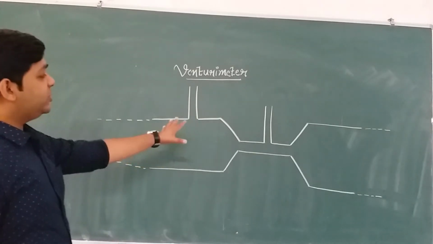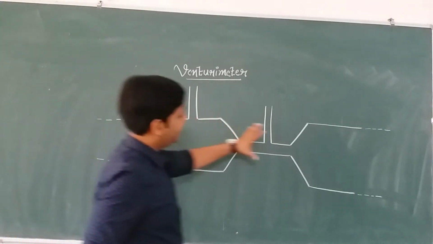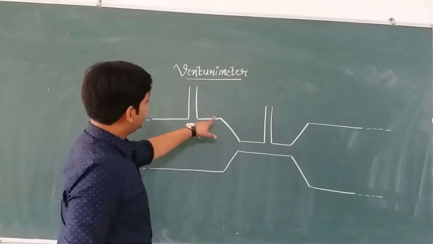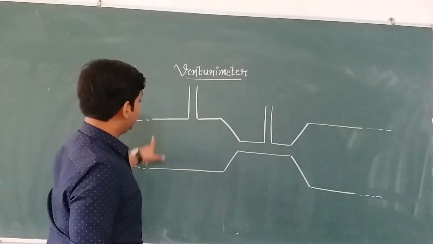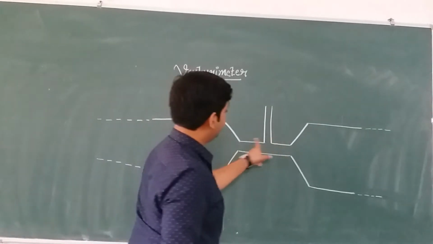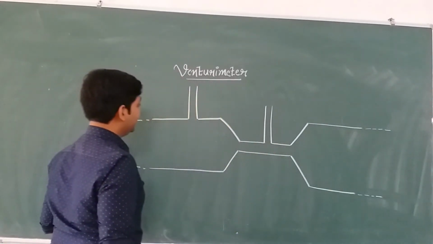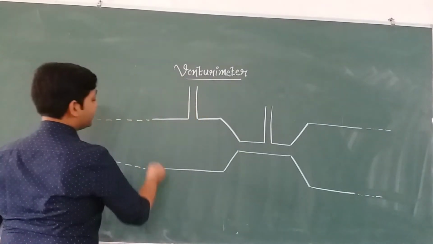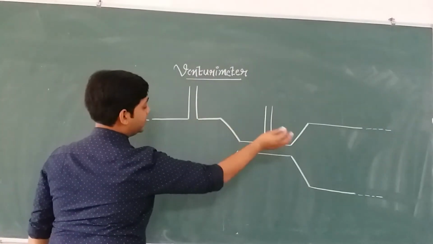So this is how a Venturi meter looks. This is a pipe or a tube of non-uniform cross-sectional area. The cross-sectional area in this section is uniform, and similarly in this section it is also uniform. Okay? And these are the two columns. Now suppose the liquid is flowing through this tube.